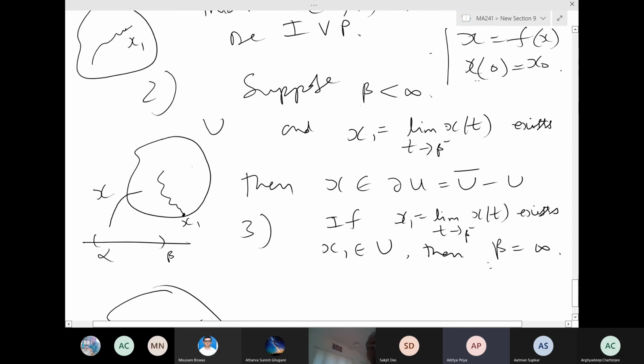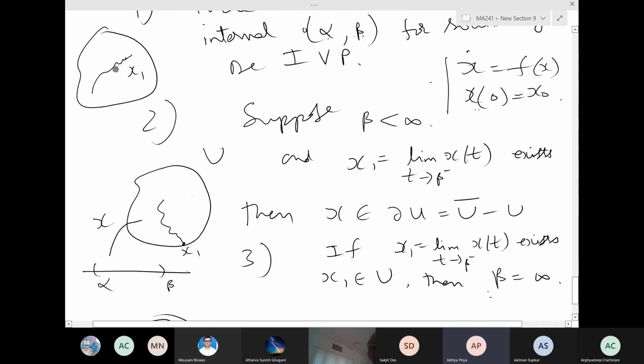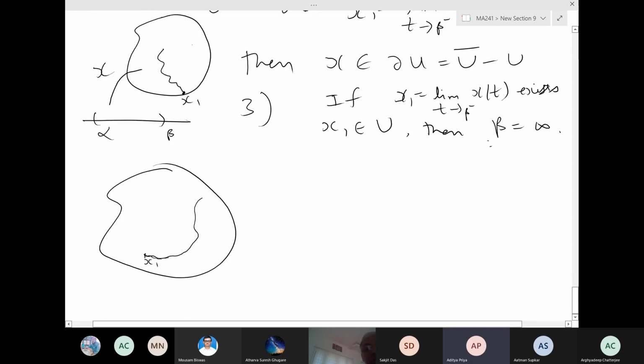If beta is finite, as in the previous case, then one can show that it will actually reach x1 if x1 is inside the domain. Well, inside or on the boundary, both cases are fine. But if it's inside, it will reach x1 and then you can continue the solution past beta. Here, there's no question of continuing past beta. Beta will be infinity. So it will only asymptotically come closer to this. And there are some examples which will illustrate these various things. But let's stop here.